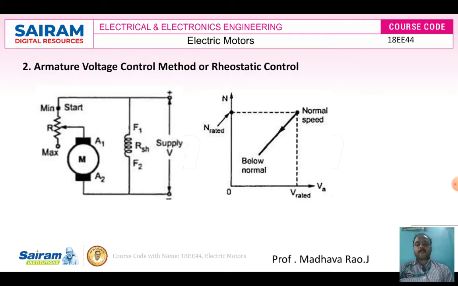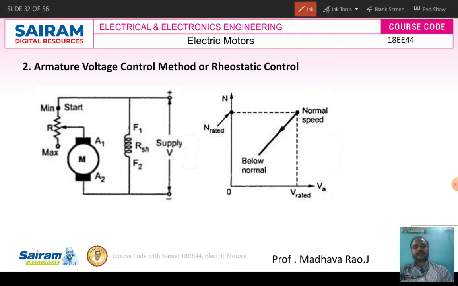And the next one is the armature voltage method, or rheostatic control, armature voltage control method. In this method we are connecting a rheostat to the armature winding. You can see in this figure, this is the armature of the DC motor, and the rheostat is connected to it. By adjusting the armature rheostat, we can control the armature current. So armature current we can increase or decrease.